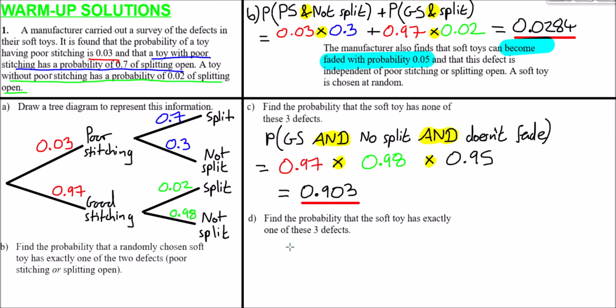Then for D, we want to have a probability that the soft toy has exactly one of these defects. So this could happen in one of three ways. So we've got 3 different probabilities to add together. So the first scenario is it could be that the stitching is good stitching, and that it doesn't split, and the only defect isn't the stitching, isn't that it splits, but that it does fade.